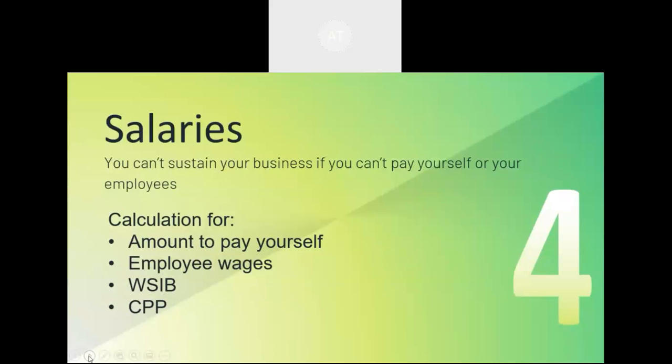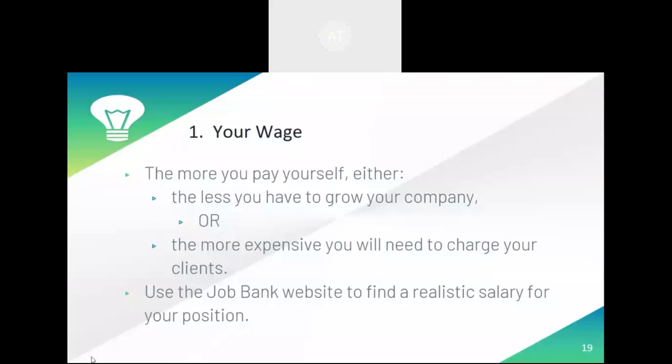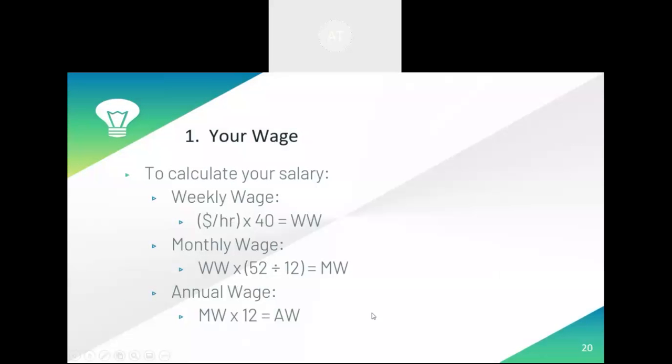Module 4 takes a look at salaries. So paying yourself as an entrepreneur and taking a look at employee wages, WSIB, CPP. There are calculations given for this and references to using the Job Bank website to find a realistic salary for the position that they are considering as being an entrepreneur. And again, the calculations. So teachers can easily walk students through the wage calculation weekly, monthly, and annually.